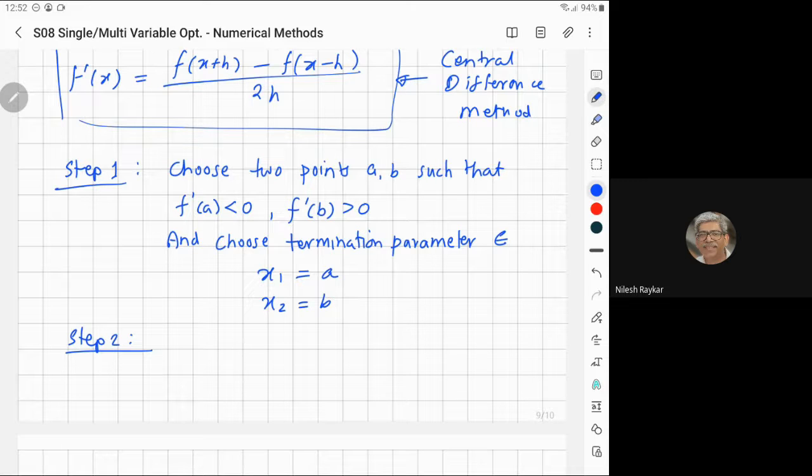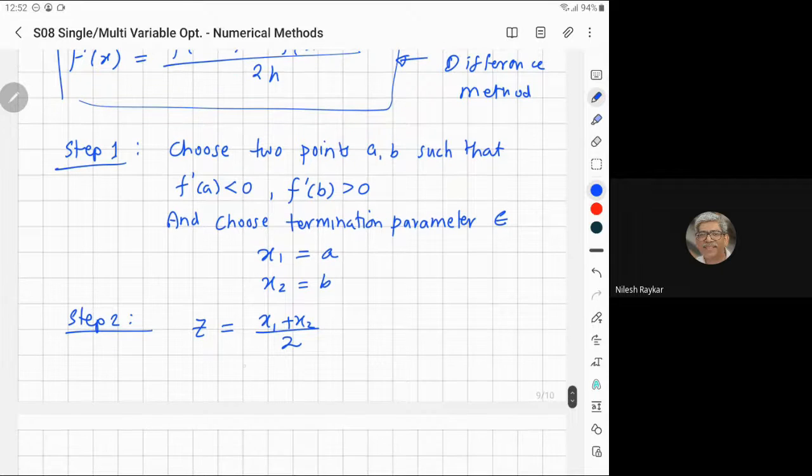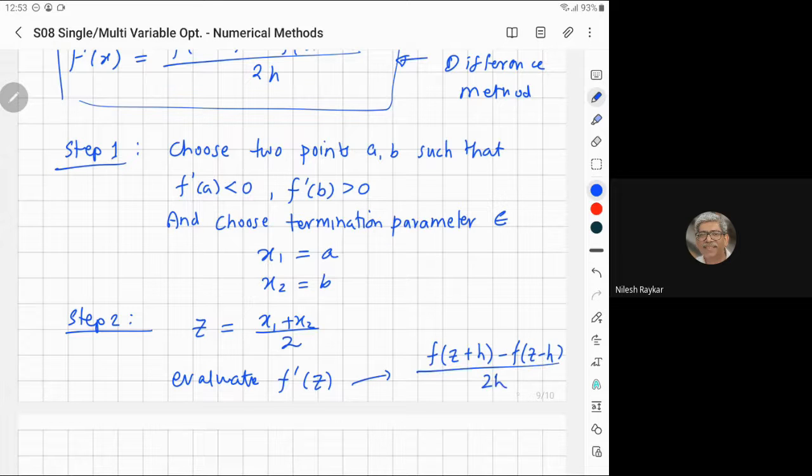So in the second step, we will introduce the midpoint. We are calling that z, which is (x1 plus x2) by 2, and evaluate f dash of z. This will be computed by f of z plus h minus f of z minus h, divided by 2h.